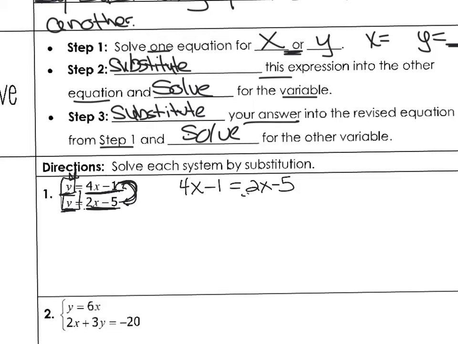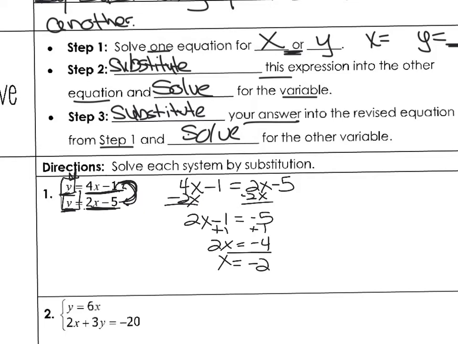All right, so we're going to get a variable on one side only. So 2x minus 1 equals negative 5. You're going to add that 1. 2x equals negative 4. So x equals negative 2. All right, so I found out what the x is. So now I need to find out what y is.